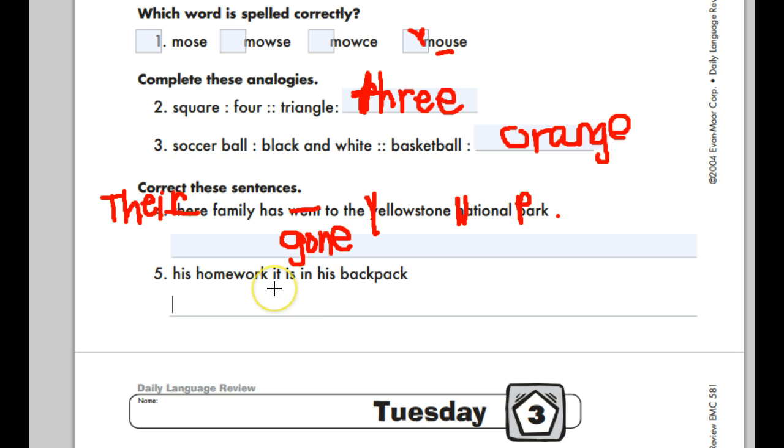His homework, it isn't in his backpack. So how about his, capital H, his homework, it is, oh wait, sorry, his homework, it is in his backpack. How about his homework is in his backpack? Let's just get rid of the word it. And it's a statement, so we're going to put a period.